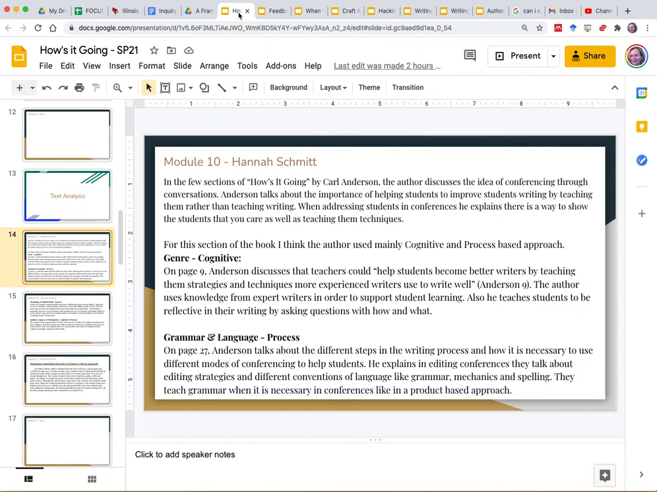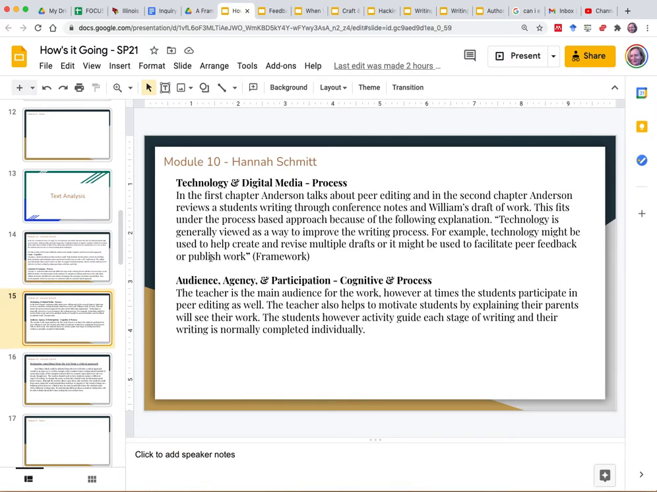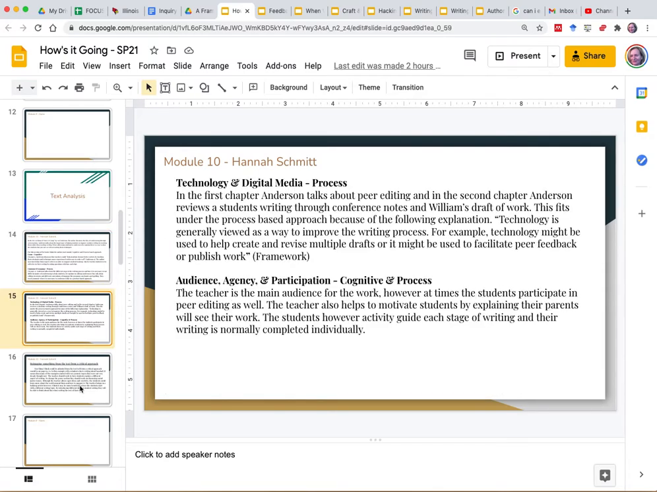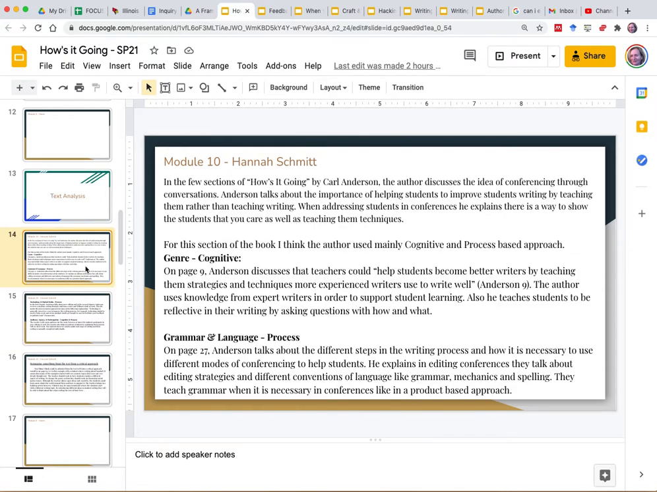So Hannah, one way to do this, and I thought this worked well, was to take each of the different components on the framework, like genre, grammar and language, technology, audience agency and participation, and then to find specific examples from the text that work from this approach. And to say, from a genre approach, it was very cognitive, and then to actually provide specific examples with page numbers to support your understanding of this. So that was one way to do it, and then to write the paragraph. I think you could be even more detailed in finding examples, but this was a really good way to start this. So that would be one way that you could approach doing the analyst role.